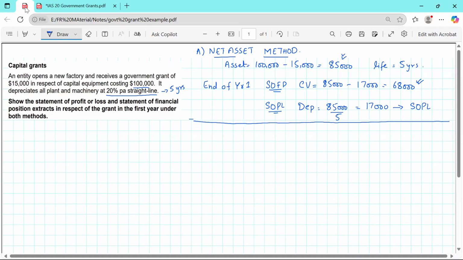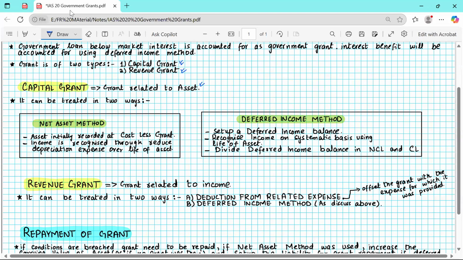deferred income method. Now that is very important. This method is what you need to understand. The second method that I'm going to talk about: you need to set up a deferred income balance, and recognize income on a systematic basis using the life of the asset. First thing, you have to set up a deferred income balance. Now, what is that? I will explain it to you. Then you will recognize income over the life of the asset.